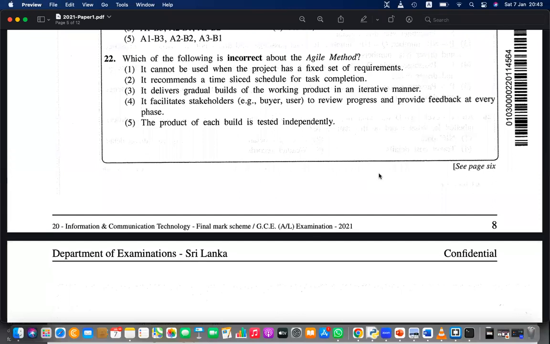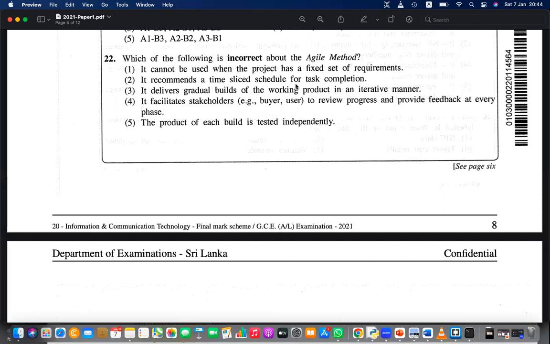Which of the following is incorrect about the agile method? Agile method is basically a way of programming. It is a programming paradigm or method which is dynamic, with high customer or user involvement in that environment. It cannot be used when the project has a fixed set of requirements. No such thing. Even if a fixed set of requirements is there, agile is possible. They asked for the incorrect one, so number one is incorrect. Easy. Okay, let's see whether the other answers are correct.